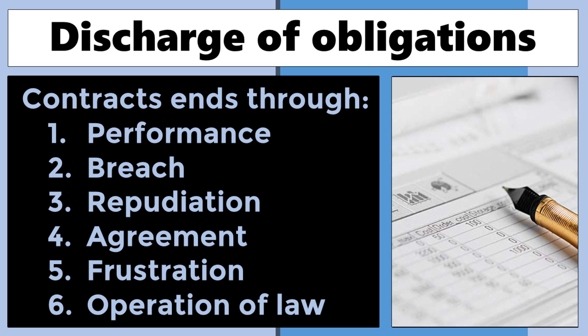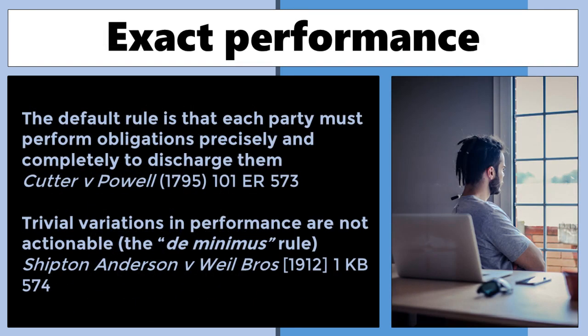So we're going to start though, and you've got to appreciate this distinction that the undergrads had a real hard time with, between discharge through performance and the rules we're going to learn, and then breach. So let's go through with this one. The default rule to discharge a contract, in other words, do what you say you're going to do, is exactly that. You have to do precisely what you said you were going to do to end your liability under a contract.